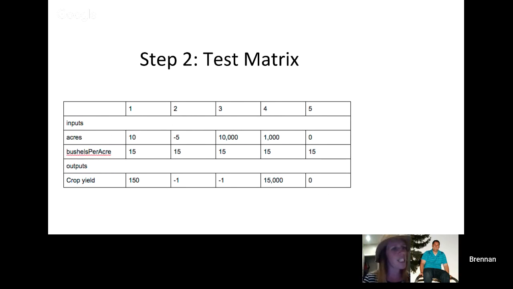Step 2 is develop a test matrix. You can see here our inputs are acres and bushels per acre, and our output would be the crop yield. We came up with 5 unit tests with different variables. Next slide.